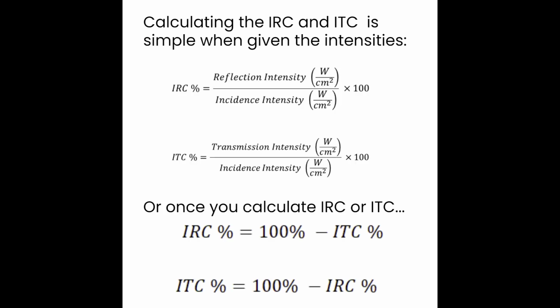If I were to give you the incidence intensity and either reflection intensity or transmission intensity, it would actually be very easy to calculate the rest of the variables. We can figure out the IRC by dividing reflection intensity by incidence intensity, just like we can figure out ITC by dividing the transmission intensity by the incidence intensity. Once you have IRC or ITC, you just need to subtract it from 100% to get the other variable. So when we are dealing with the intensities of the incidence, reflection, and transmission, all you really need are two of the pieces to be able to figure out the third piece.